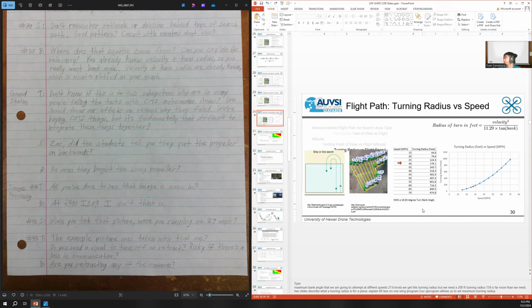I think here we just want to be showing that if we're going to be flying at this speed, this is our expected turn radius. I think that was the whole point of the slide, but it's sort of unclear.